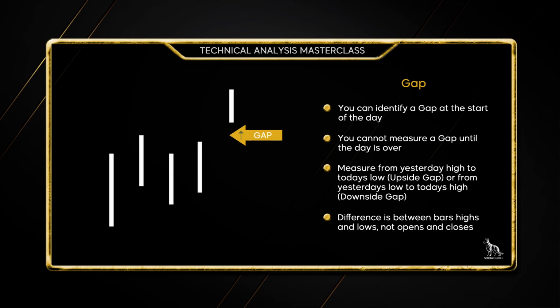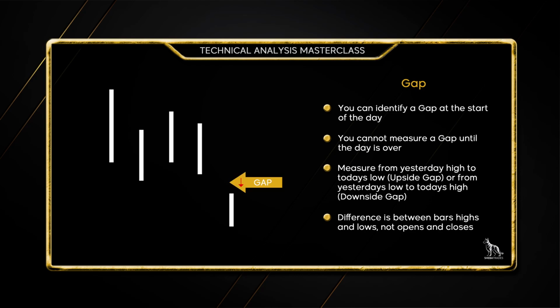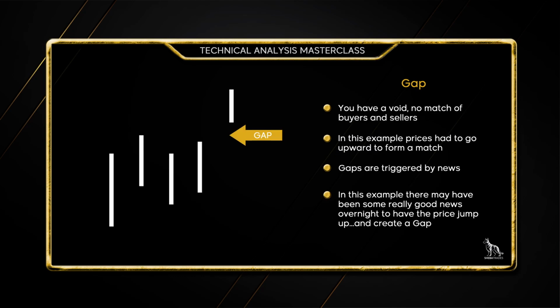By the same token, if we looked at this image, you'd see a downside gap where yesterday's low does not overlap today's high. There's a space in between them. And so there can be either an upside gap or a downside gap. Gaps can go either way, up or down. And what we have going on here is you have a void. You have this space, and what's going on is there's no match of buyers and sellers. They're out of equilibrium. There's no match with regards to if somebody's looking to buy or sell at a certain price range within that gap area.